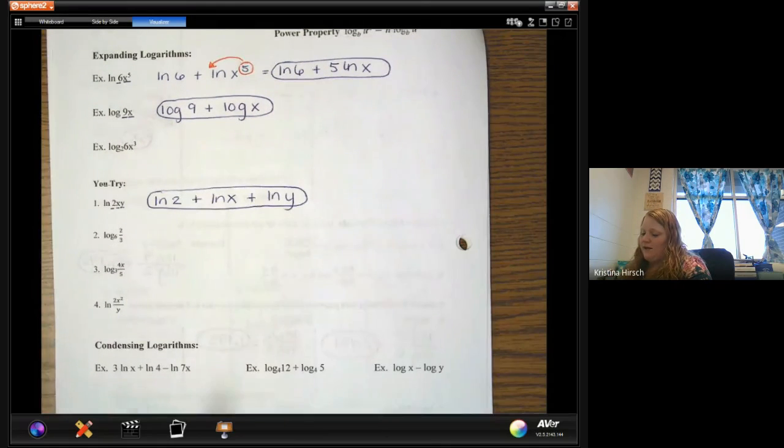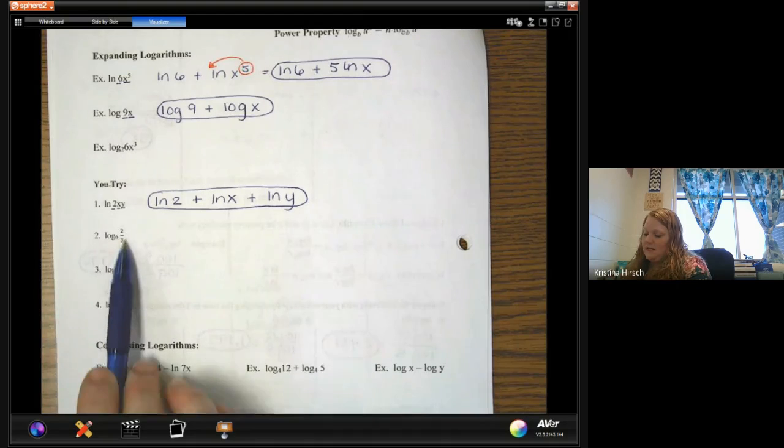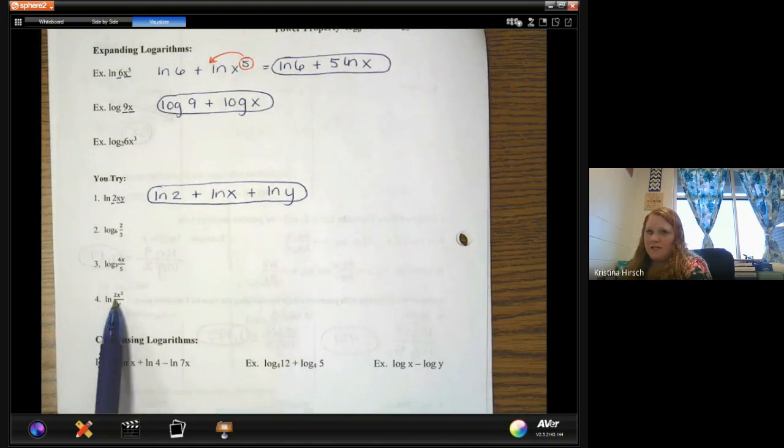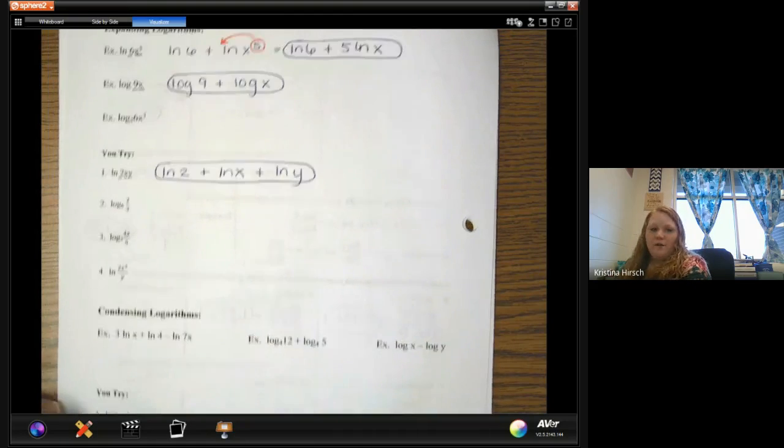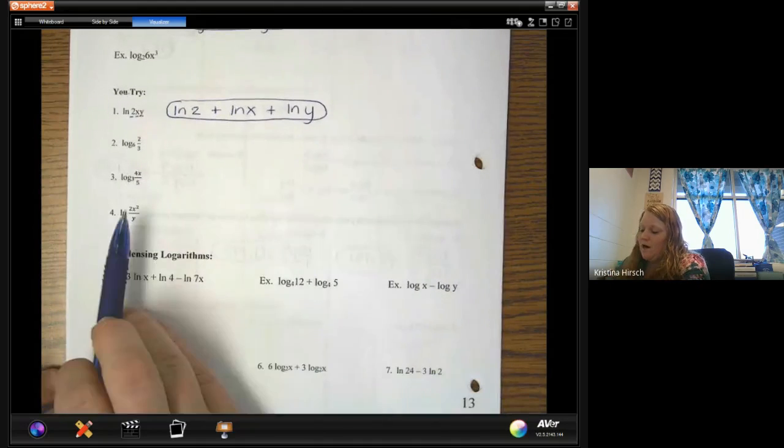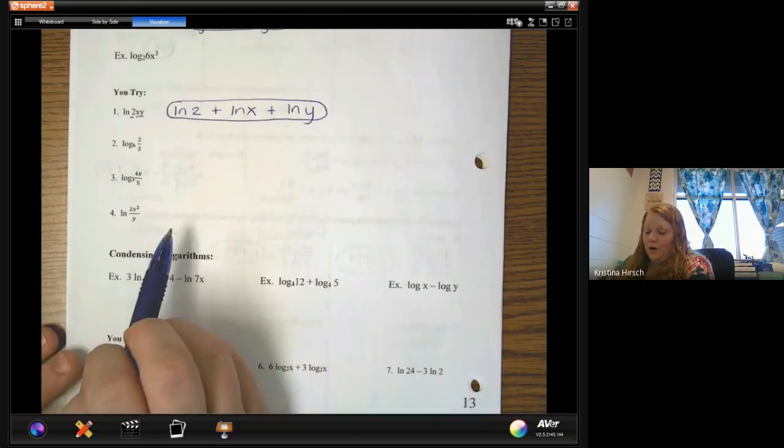So if I come down here to example 4, and we'll skip some of these because I think you'll be able to do those once you see this example. All right, so if we look at example or number 4, we have a lot going on here, okay?